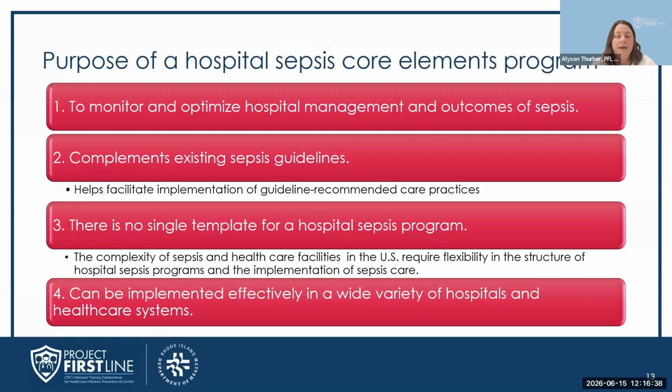Rather, the complexity of medical decision-making in identification and management of sepsis and the variability of sepsis epidemiology and patient populations served by hospitals and healthcare systems in the United States requires flexibility in the structure of hospital sepsis programs and the implementation of sepsis care. Even though programs are not one size fits all, sepsis programs can be implemented effectively in a wide variety of hospitals and healthcare system settings.